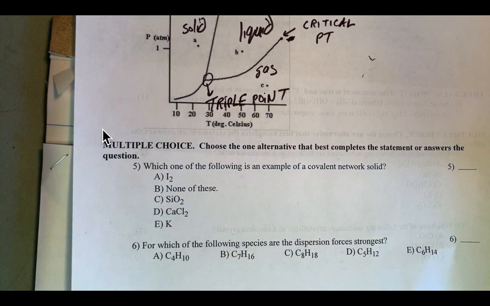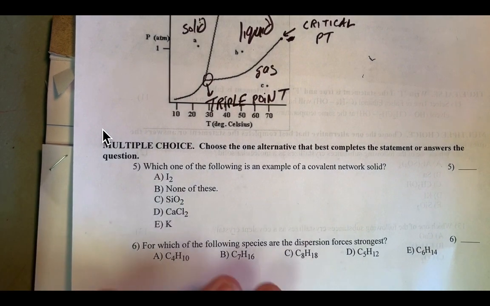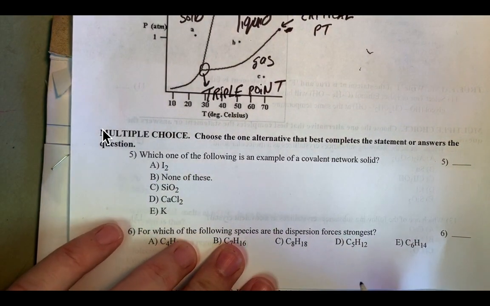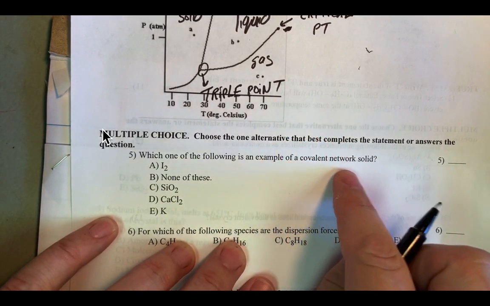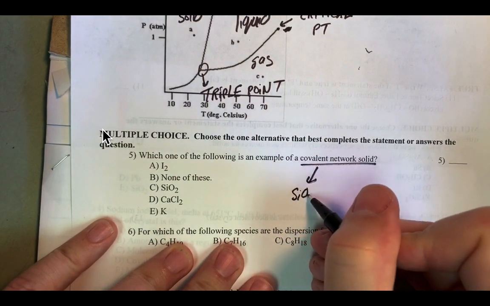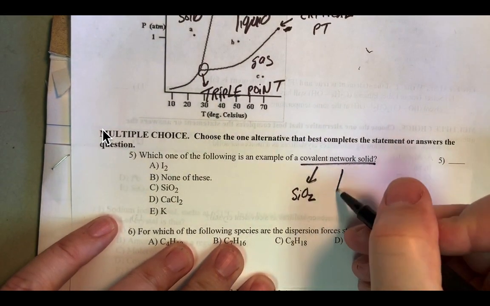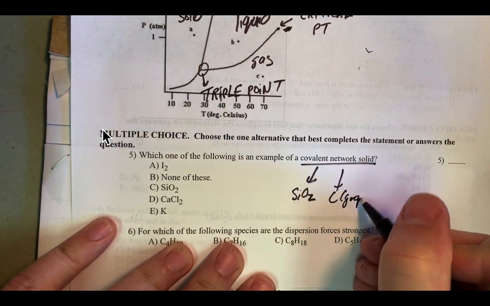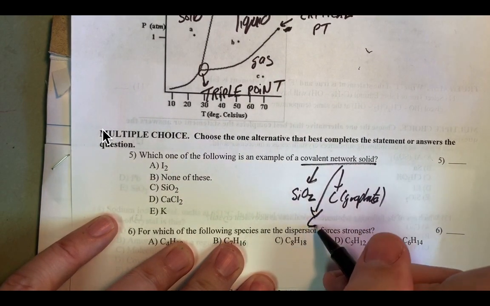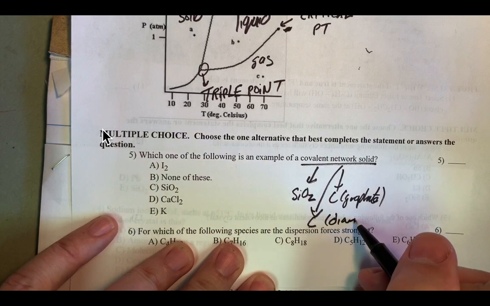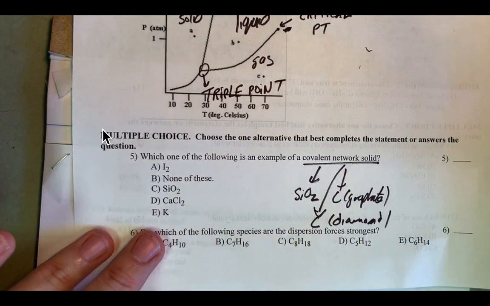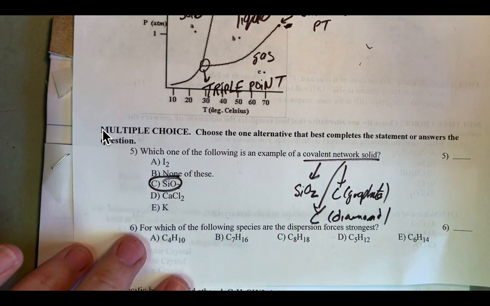All right, we'll go on to number 5 here. Which one is an example of a covalent network compound? I ask that you guys memorize or write it down since you'll have access to your materials when you do the exam. There are 3 of these that I want you to know. Covalent network solids are SiO2, silicon dioxide, that's sand, carbon in the graphite form, and then finally carbon in the diamond form. And so for this question, SiO2.